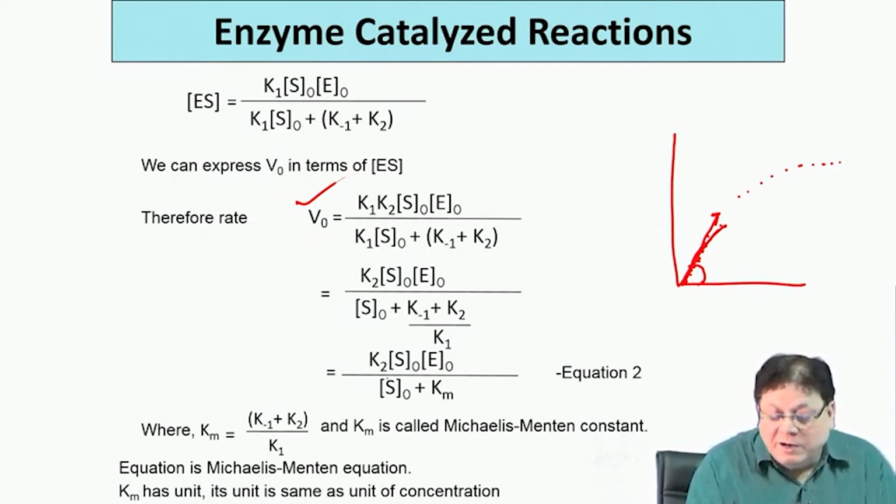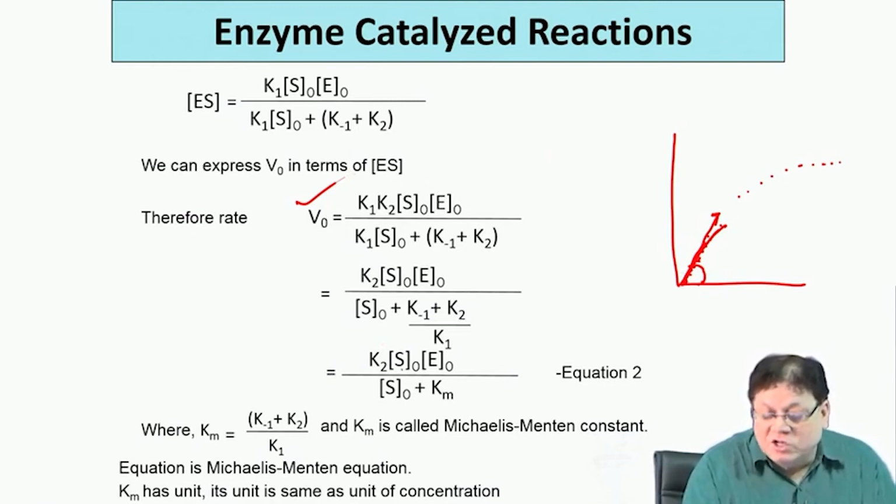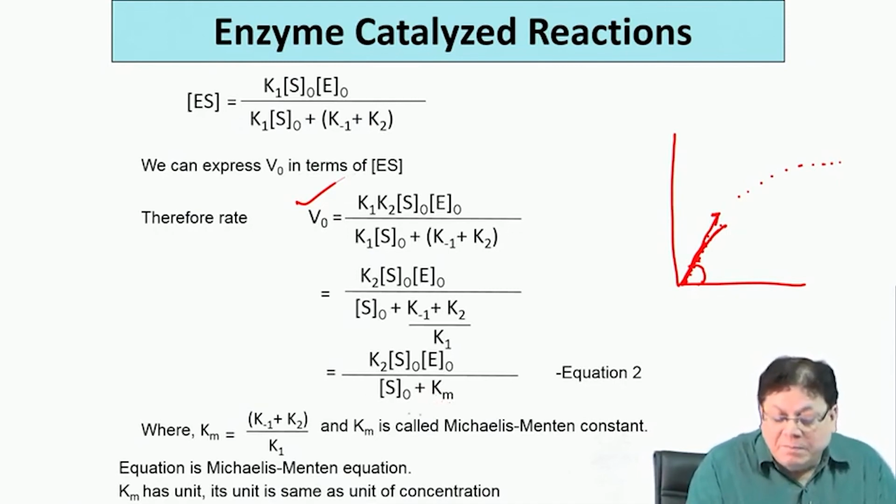V0 ultimately becomes K2, K2 remember it is the breakage of the ES into E plus product, into S0, S0 is the initial substrate concentration, E0 is the initial enzyme concentration, how much enzyme you have taken, divided by S0 plus Km. Okay.